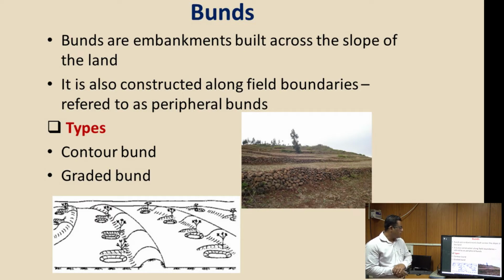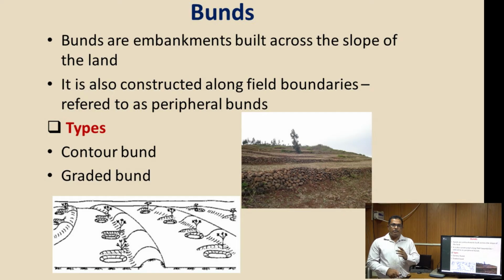There are 2 types of bund. One is contour bund and second is graded bund. Contour bunds are bund embankments which are constructed along the contour of the land, or conforming to the contours of the land. And graded bund is where we do not follow the contour. Contour bunds are specially constructed in areas where the rainfall is less than 600 mm per year. And for medium rainfall or high rainfall areas, we have to go for graded bund.